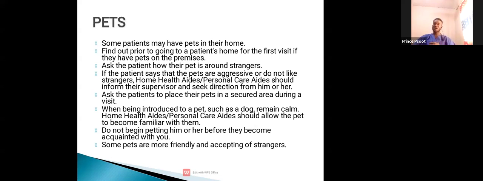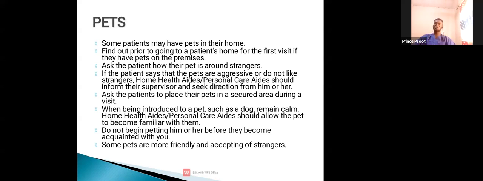So you ask the patient how their pet is around strangers. If the patient says that the pets are aggressive or do not like strangers, the home health aide or personal care aide should also inform their supervisor and seek direction. Ask the patient to place their pet in a secured area during your visit. Why? Because you are at risk of getting bitten by a pet, a dog especially, if you don't do so.